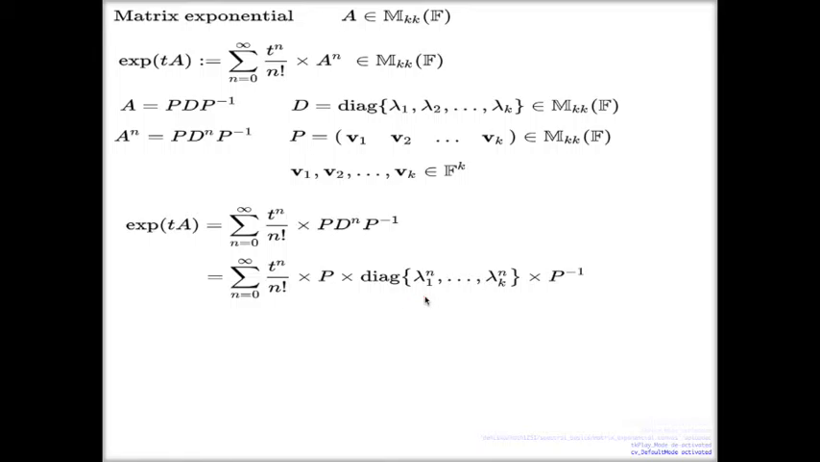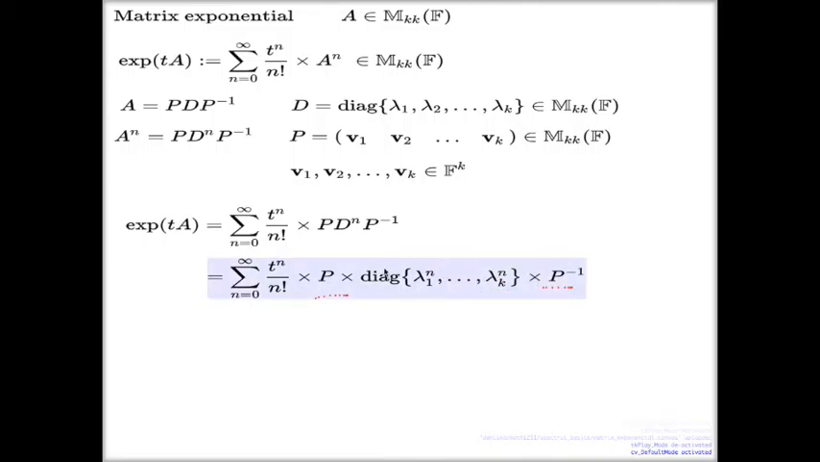Because it is this easy when you compute powers of a diagonal matrix. My next step will be this. If you look at just this last expression, you'll see my n, the index of summation, appears only here, and only inside my diagonal matrix. It's nowhere else. P is n-free, and P inverse is n-free.